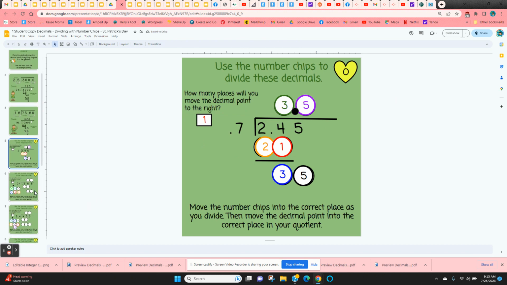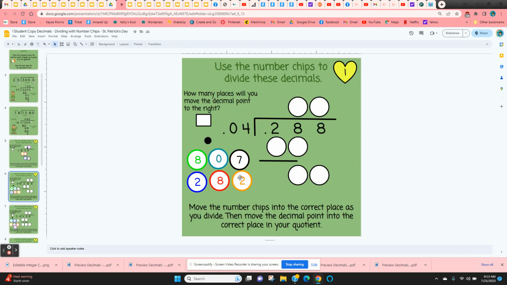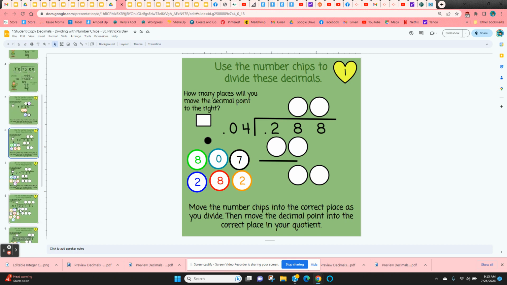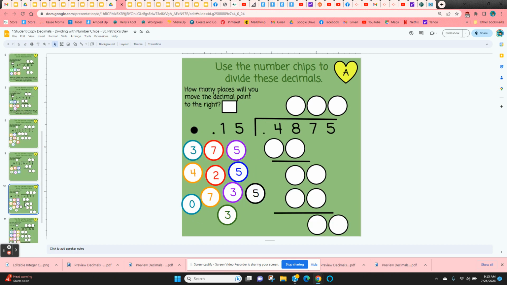Now they've got several problems they have to do the same thing with. Every number they need is on every slide. Make sure they move the decimal point, and they fill out in the box here how many places they're moving their decimal point to the right. Now, as the problems get more difficult, especially toward the end, if the numbers aren't working, then they know they've made an error and they have to go back and check. So it's a good self-checking exercise.